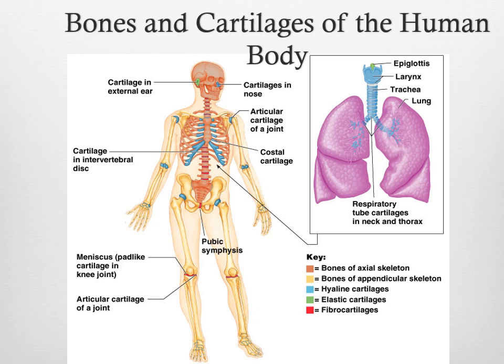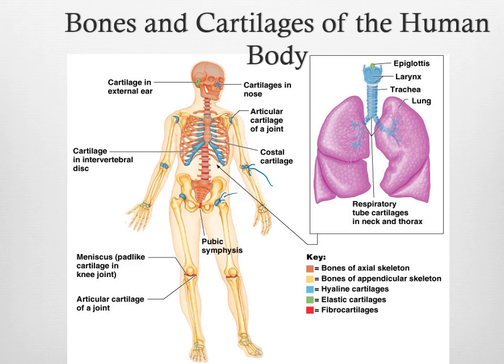In terms of the cartilage within bone, we have multiple types found within the bones themselves. At the ends of bones, anywhere where we have articulation between two bones, we have cartilage called hyaline cartilage. That hyaline cartilage is essentially in between all of our joints.